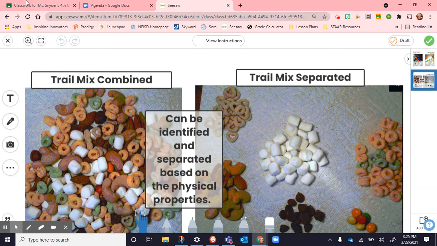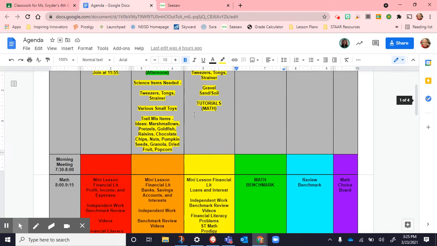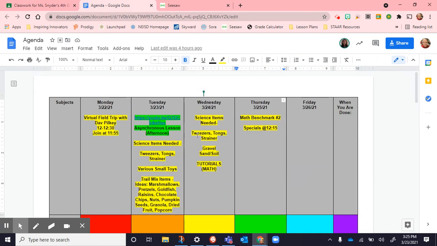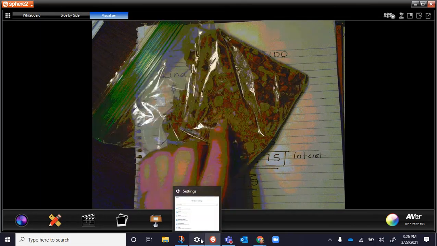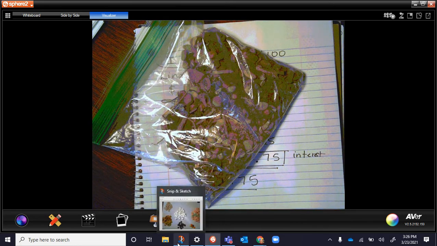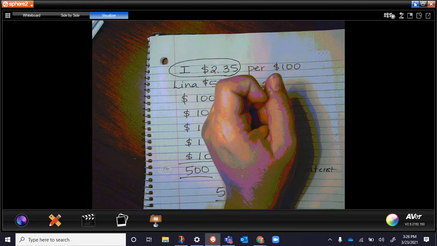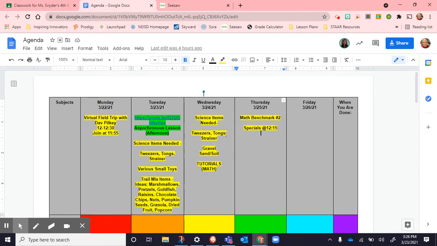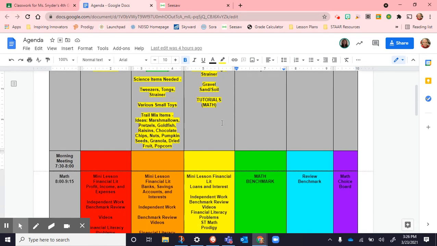Tomorrow we're going to work with, if you go to the agenda up here, we need, again, the tweezers, tongs, and strainer, gravel, and some sand or whatever kind of soil you have. And just put that in a little baggie. And here's what mine looks like. I just got a bag with some gravel in here and some soil. So we'll practice how we'll separate that. Make sure you have your tweezers, tongs, and strainer, because those will definitely be needed tomorrow.